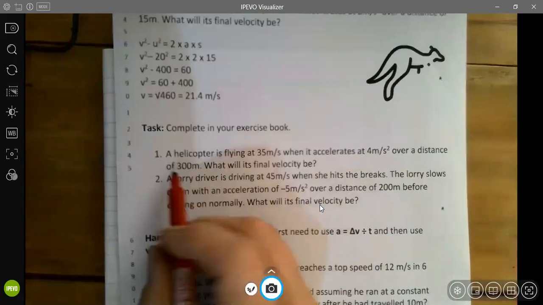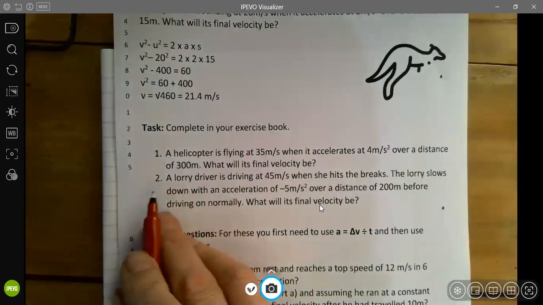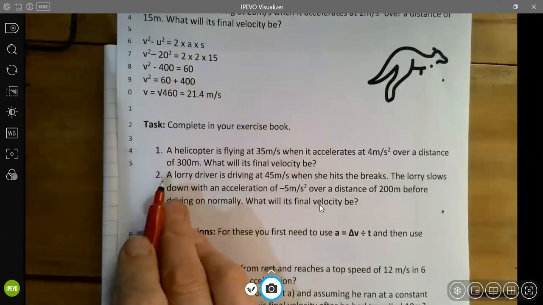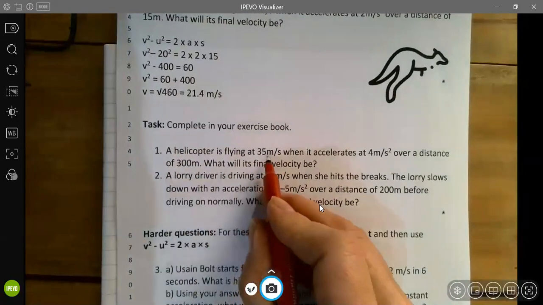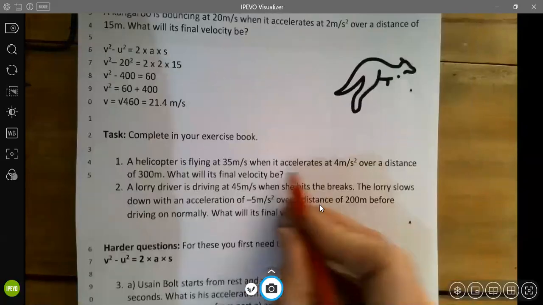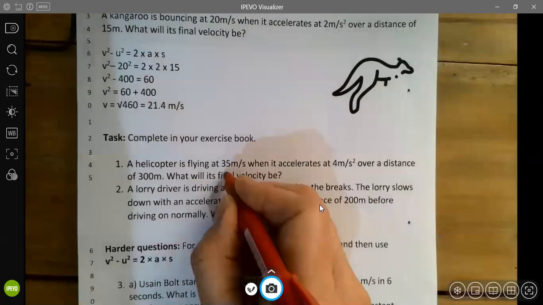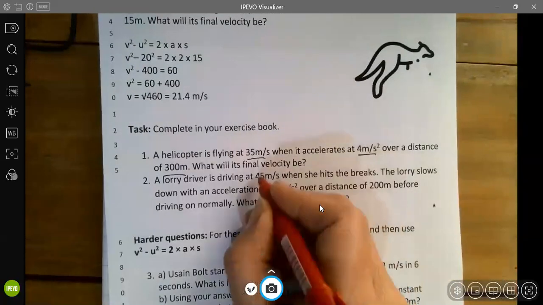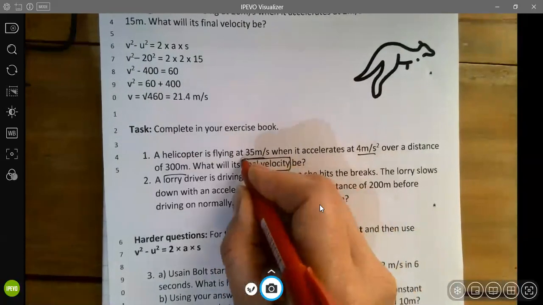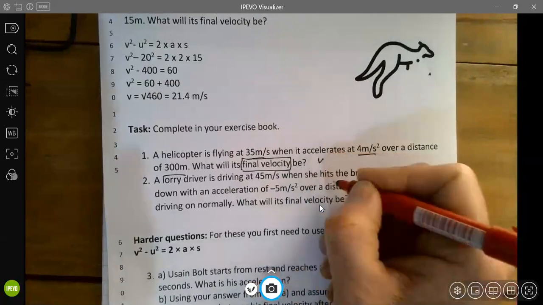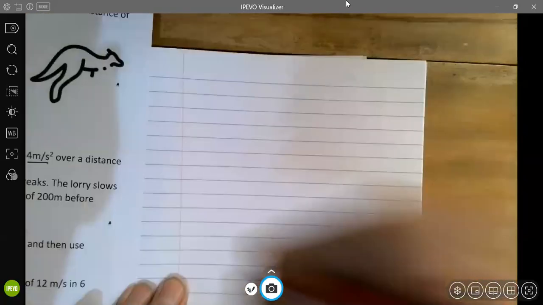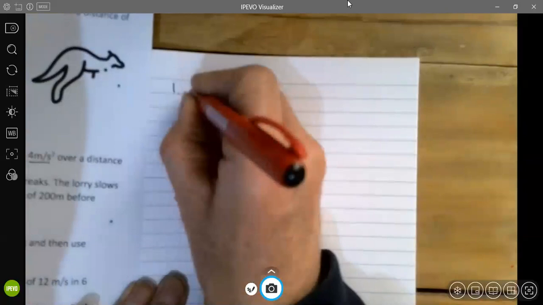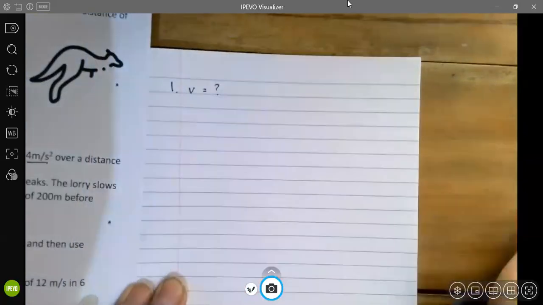So task. We're going to use BUG FIFA. A helicopter is flying at 35 meters per second when it accelerates at 4 meters per second squared over a distance of 300 meters. What will its final velocity be? So find its final velocity, v. Question number 1, v. I don't know what that one is.